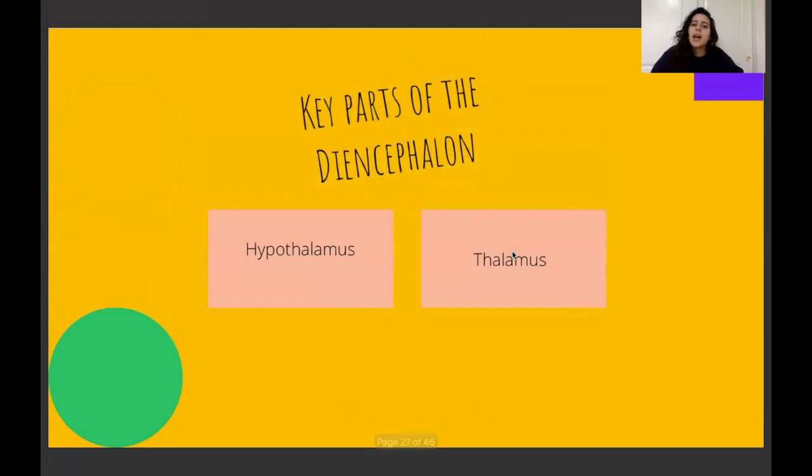Key parts of the diencephalon. We have the hypothalamus, which is not the same thing as the hippocampus at all. Different brain regions, different everything. Hippocampus, hypothalamus, different, okay? And we also have the thalamus. Hypothalamus and thalamus are not the same thing. Which one of these is associated with the huge axis that we've been learning? It's the HPA axis, the hypothalamus, pituitary, adrenal axis. Hypothalamus, hormones, very important.